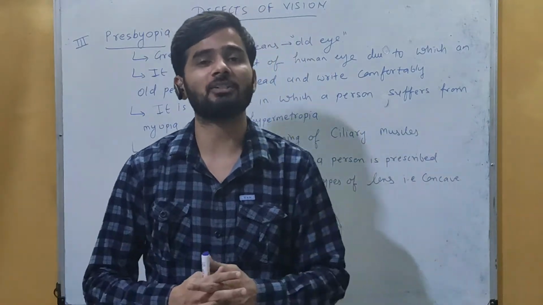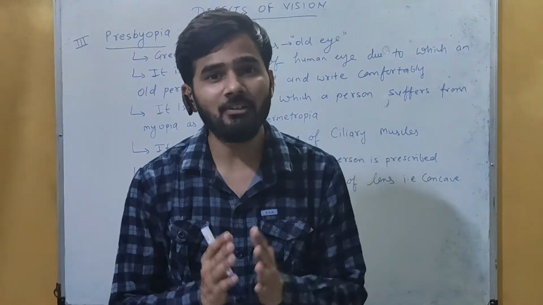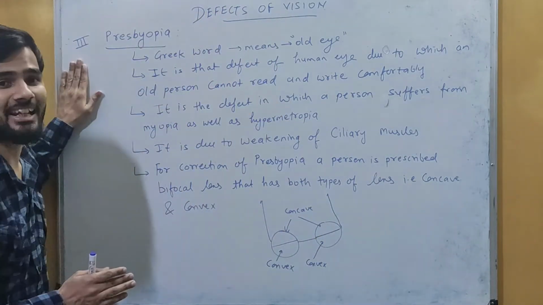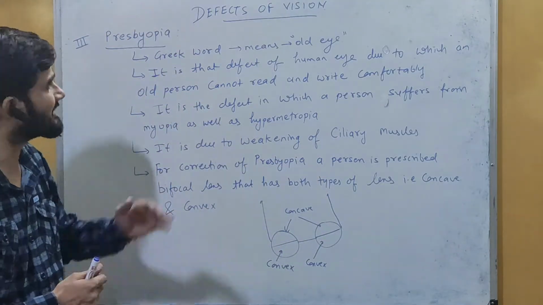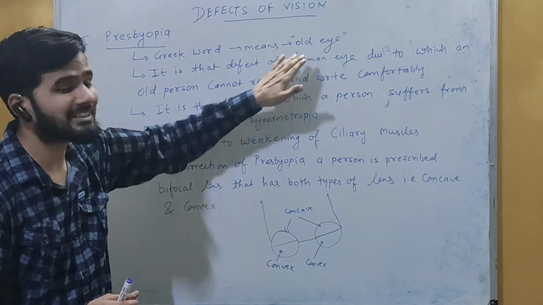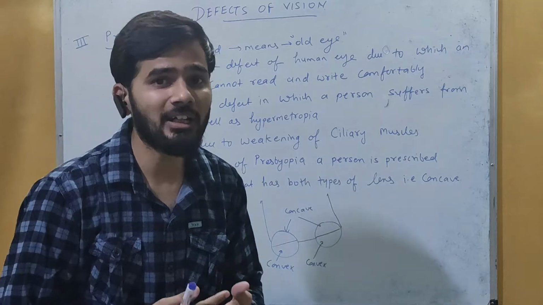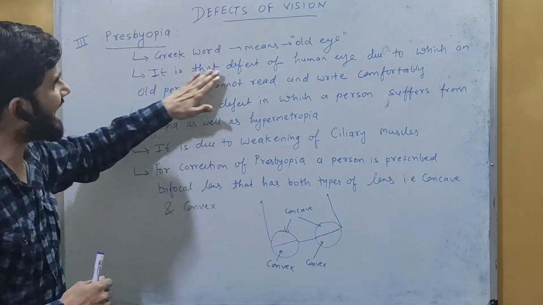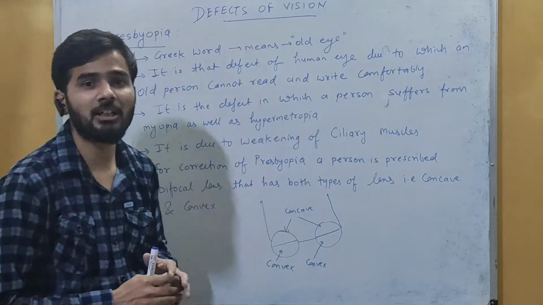Before this video we have seen the defects of vision, that is myopia and hypermetropia. Here we will see the third defect of vision, that is called presbyopia. Presbyopia is a Greek word which means old eye, or you can see from here that it generally happens to people who are in old age. It is that defect of the human eye due to which an old person cannot read and write comfortably.